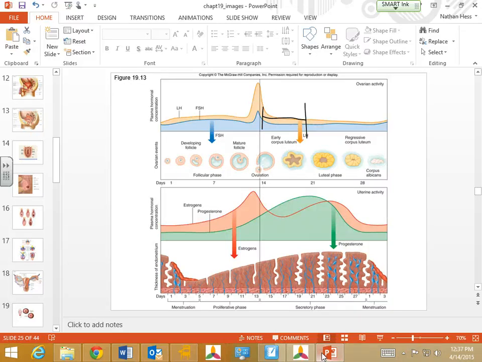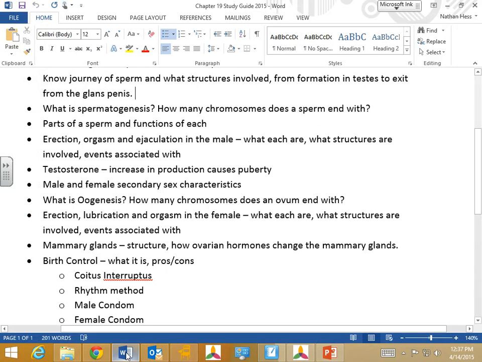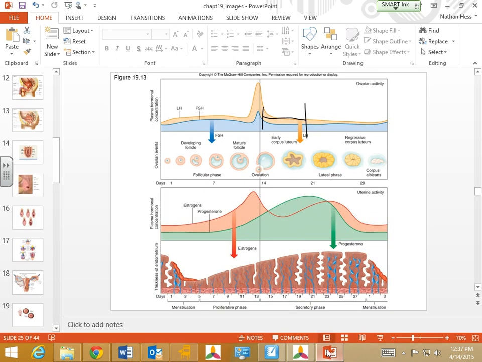Testosterone. Again, there's 1,000 other ones that go through it, but these are our primaries. Erection, lubrication, orgasm in the female. We've talked about this as we've gone through, but we'll review those pieces.